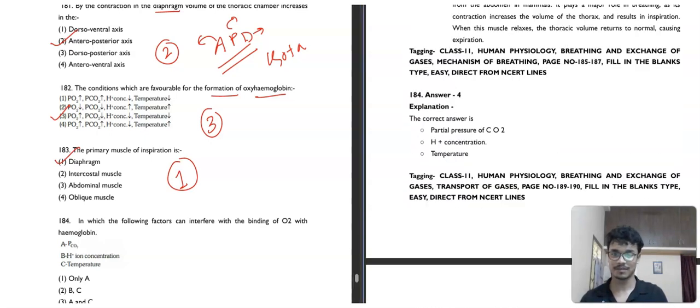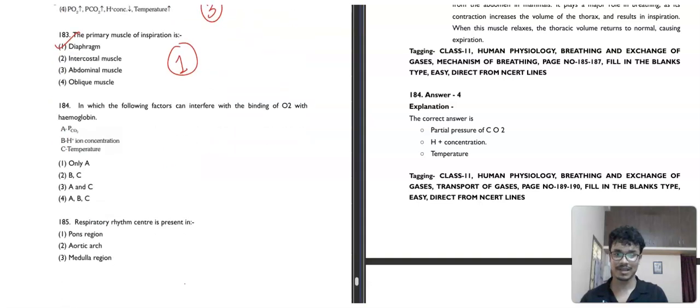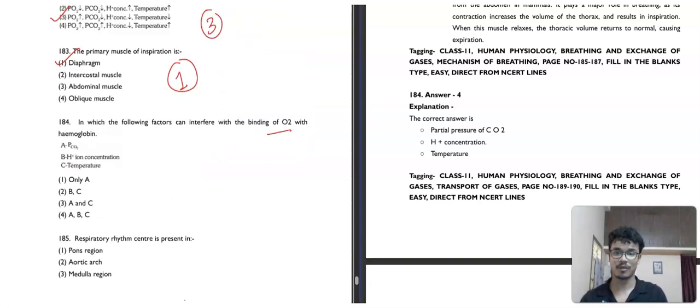It is saying which of the following factors can interfere with the binding of O2 with hemoglobin? Is it the partial pressure of CO2? Is it H plus concentration? Or is it temperature? So all of this can, you know the oxygen dissociation curve, all of the factors are responsible for shifting to the left or right. So the fourth option is our correct answer.